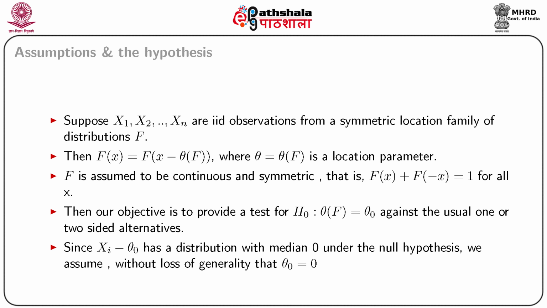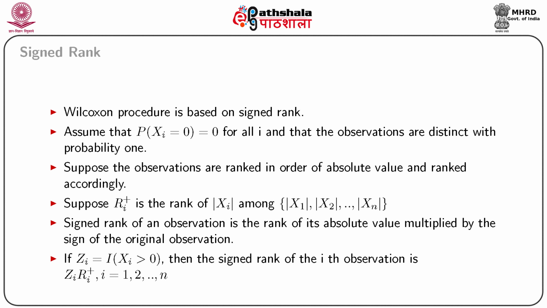Then, our objective is to provide a test for theta equal to theta naught against the usual one or two-sided alternatives. Since under H naught, xi minus theta naught has a distribution with median at 0, we can, without any loss of generality, assume theta naught as 0. Now, we further assume that probability xi equal to 0 is zero for all i, and that the observations are distinct with probability 1. Suppose the observations are arranged in order of absolute value and ranked accordingly.